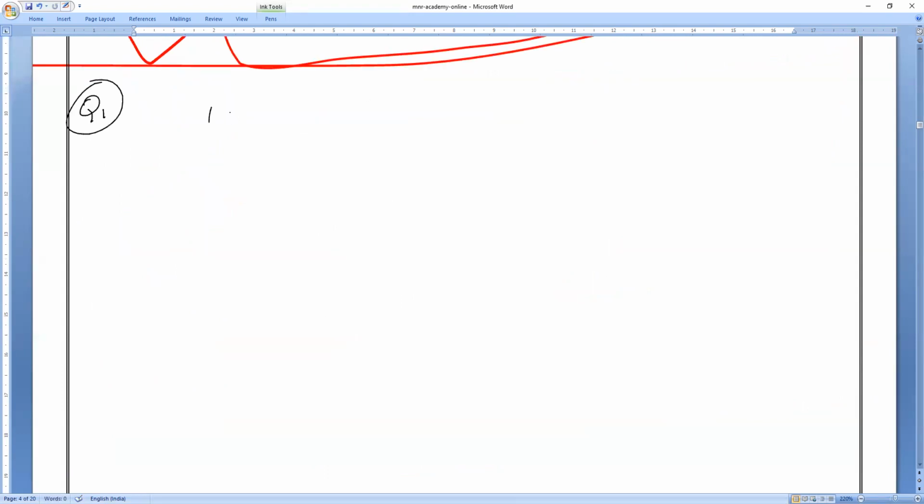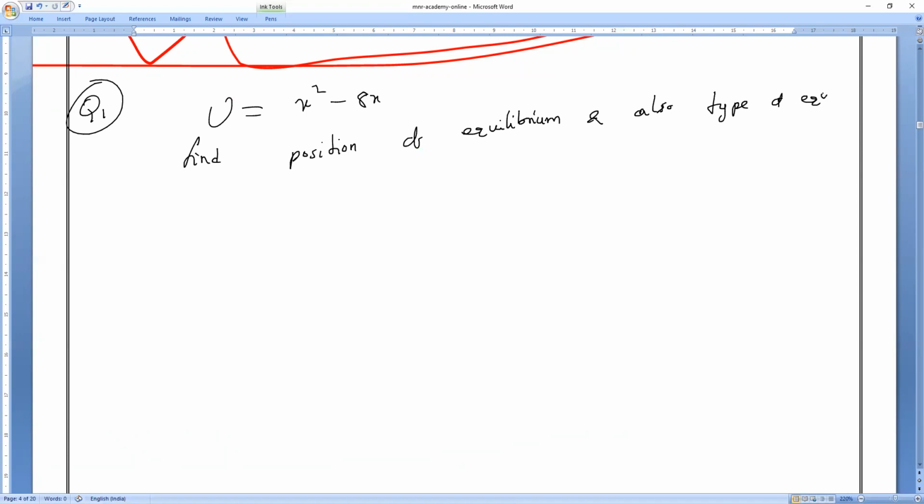You can solve the question. U is equal to x square minus 8x. The question is to find the position of equilibrium, meaning at what point it becomes stable, as I told you in the beginning, and also what kind of stability, what type of equilibrium it is. Either a stable equilibrium or an unstable equilibrium, or neutral equilibrium. Okay, so let's start now, everybody.